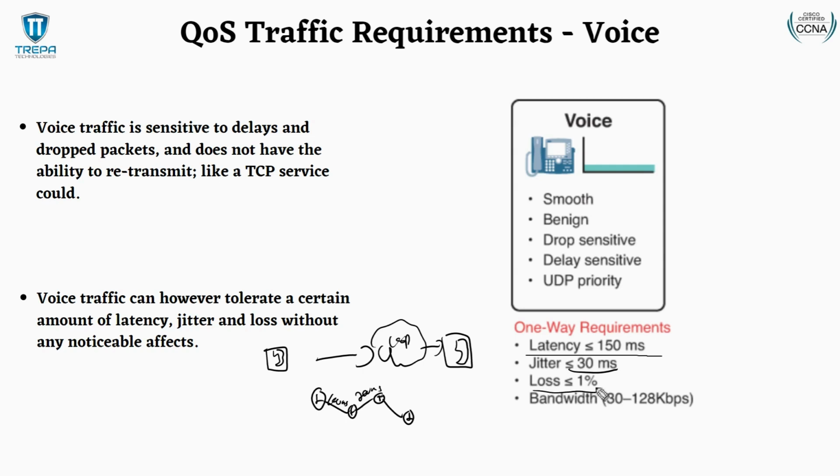And then loss, it needs to have less than 1% of loss on the actual transmission. Essentially meaning that we can't have more than 1% of packets being dropped, or we lose that voice call, or we lose the person on the other side. We won't be able to hear them if they come in all robotically.